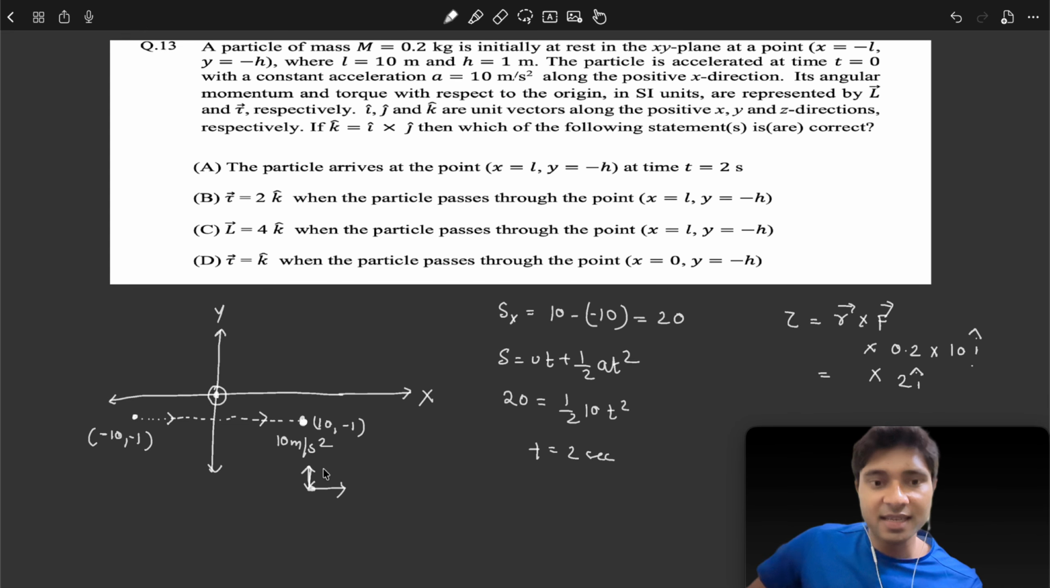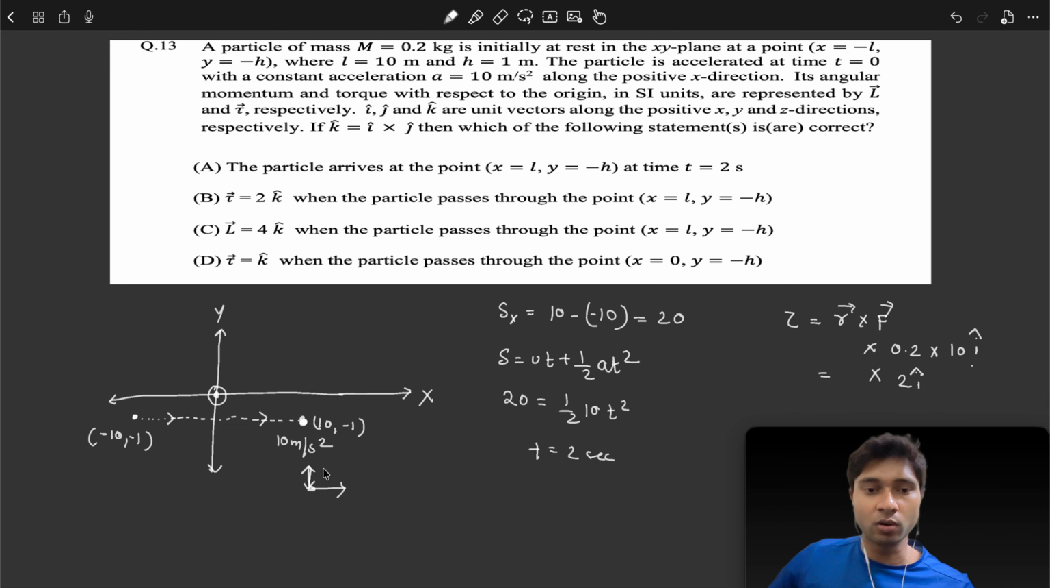Okay, distance along the x-axis will not play any role. So we just have to multiply the perpendicular component of the force. Force is in the i cap direction, so I have to calculate the distance in the j direction, or y-axis. In the y-axis, displacement is -1.